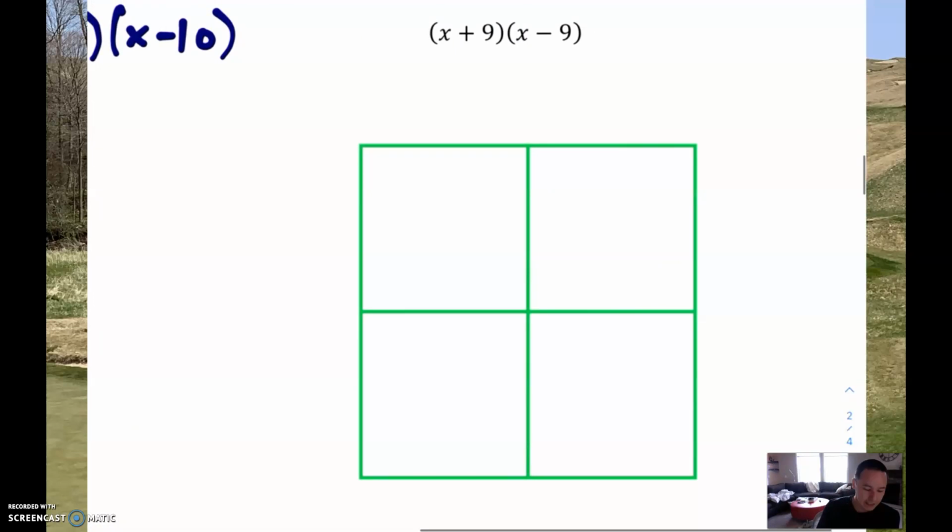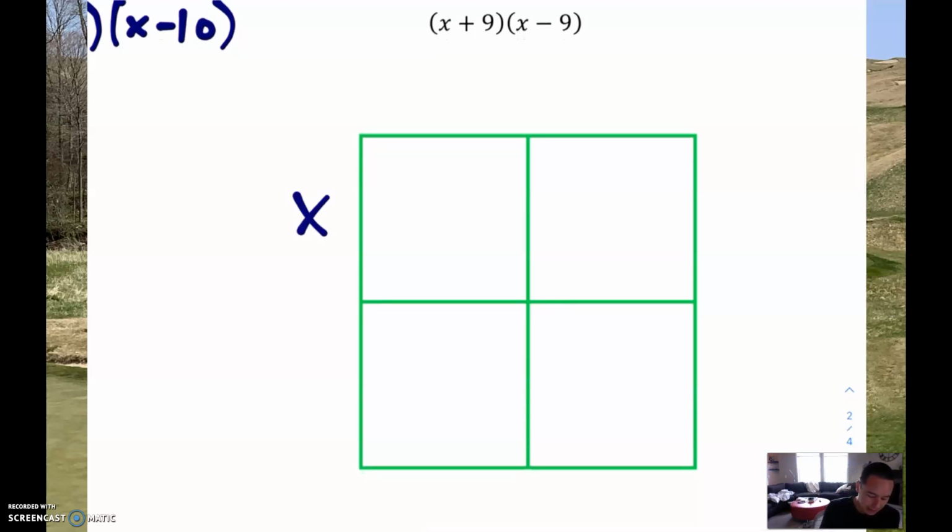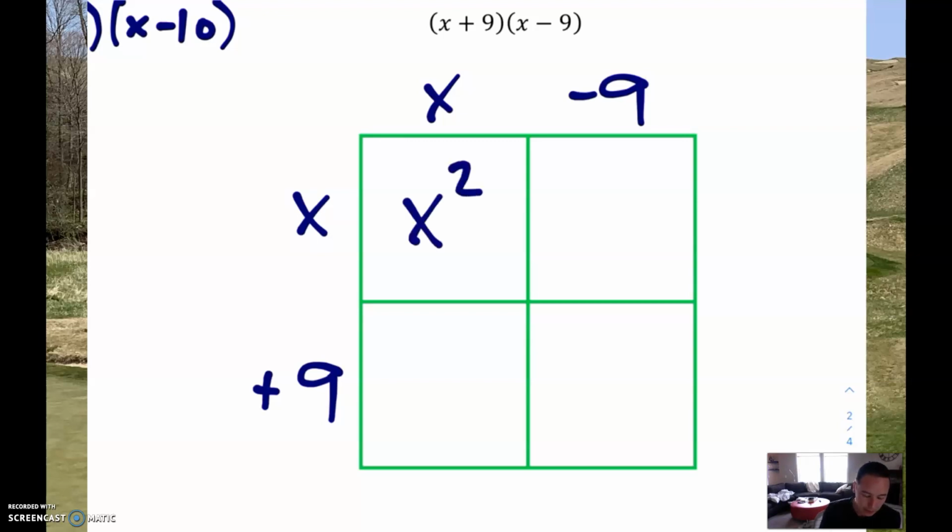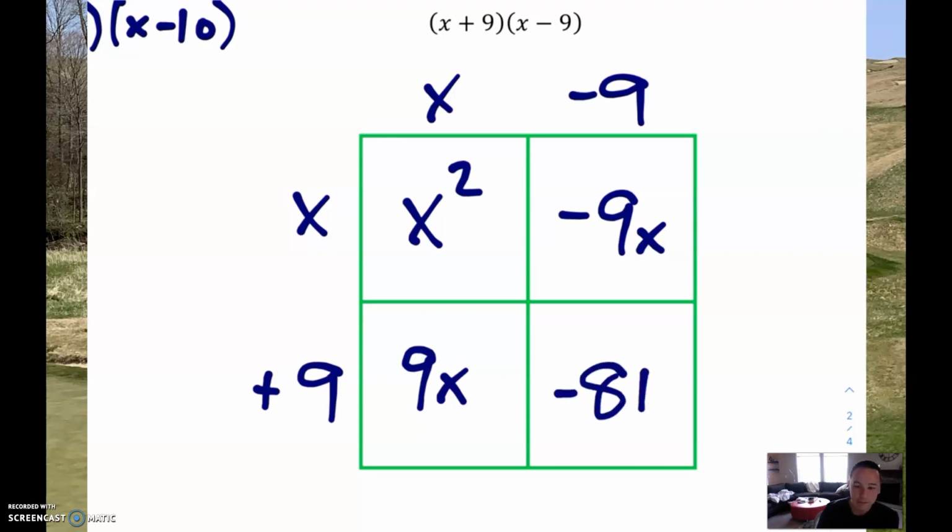All right, one more special case, and then you're done. We have x plus 9 times x minus 9. You see they're the same number, just one positive, one negative. Let's see what happens there. Along the left side, we're going to have an x plus 9. Across the top, we're going to have an x minus 9. Let's fill in our box by multiplying, so we get x squared. X times negative 9 is minus 9x. 9 times x is a positive 9x. And 9 times negative 9 is a minus 81.